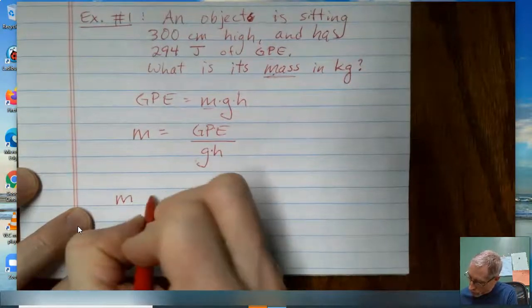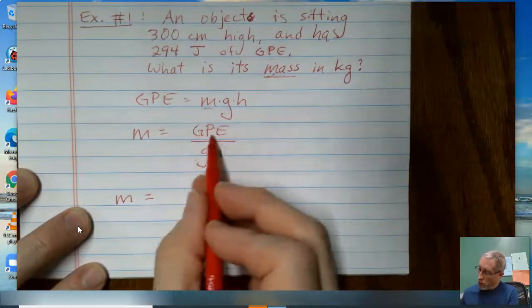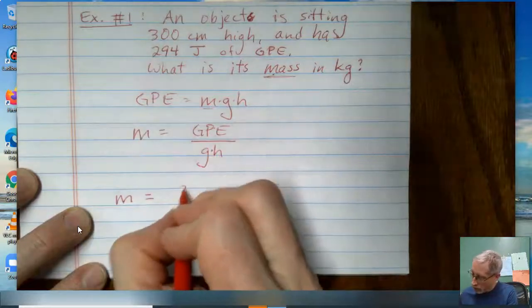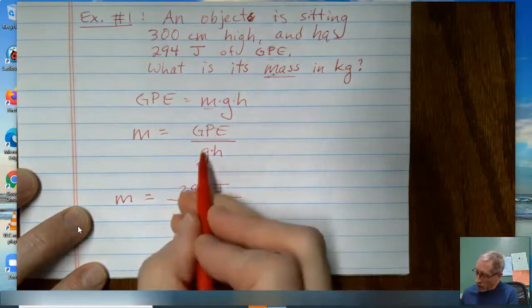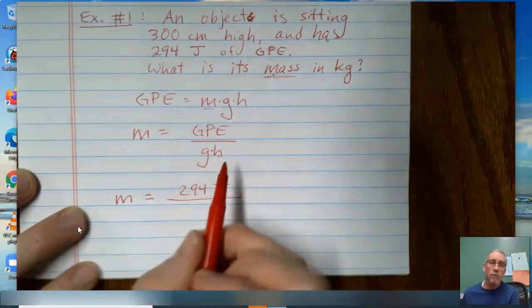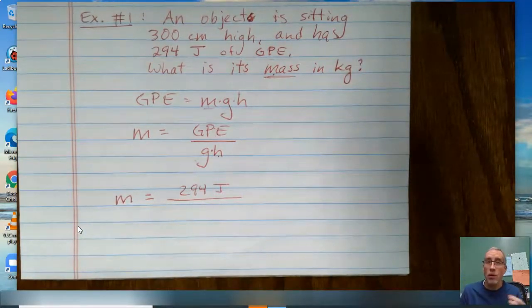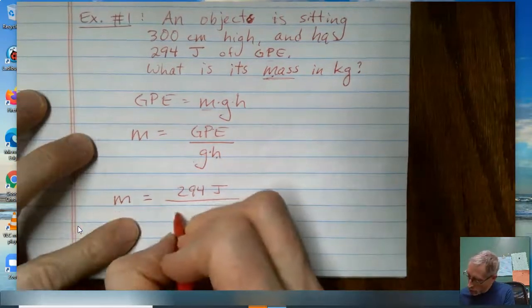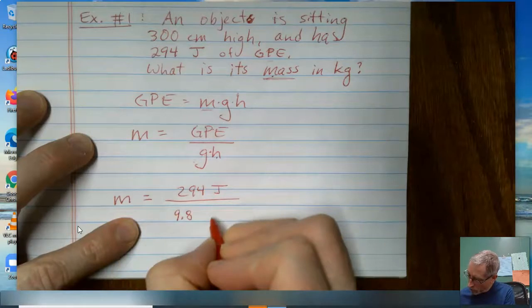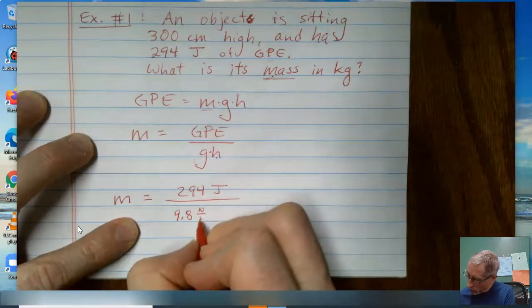So we plug in on top here the GPE number, which is 294 joules. And on the bottom, we have the product of G and H. Now, G is still the same, 9.8 newtons per kilogram, as long as we're on the surface of the Earth, which 99% of the time you will be. So 9.8 newtons per kilogram.